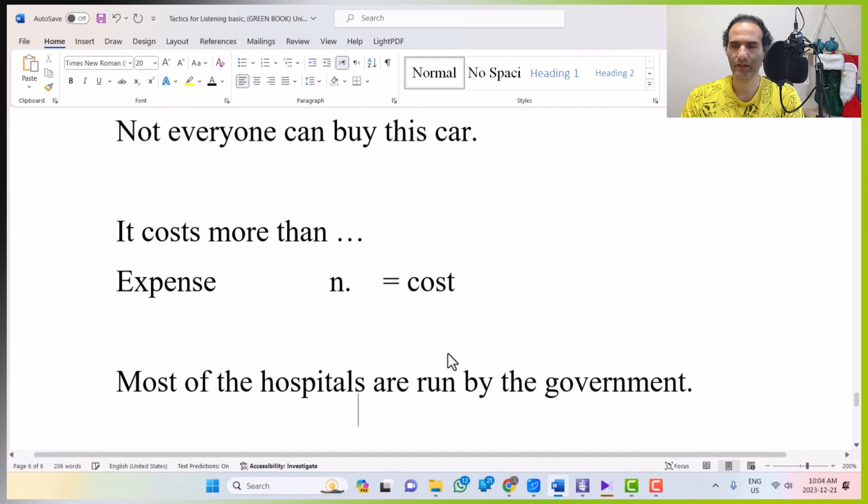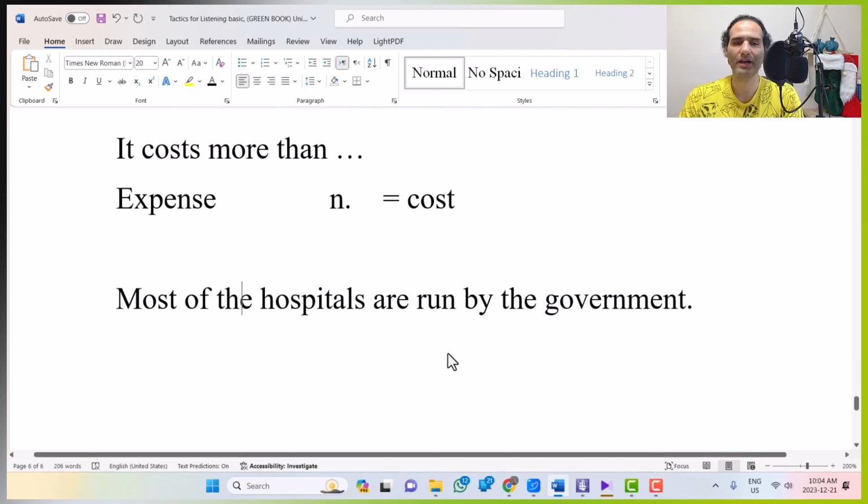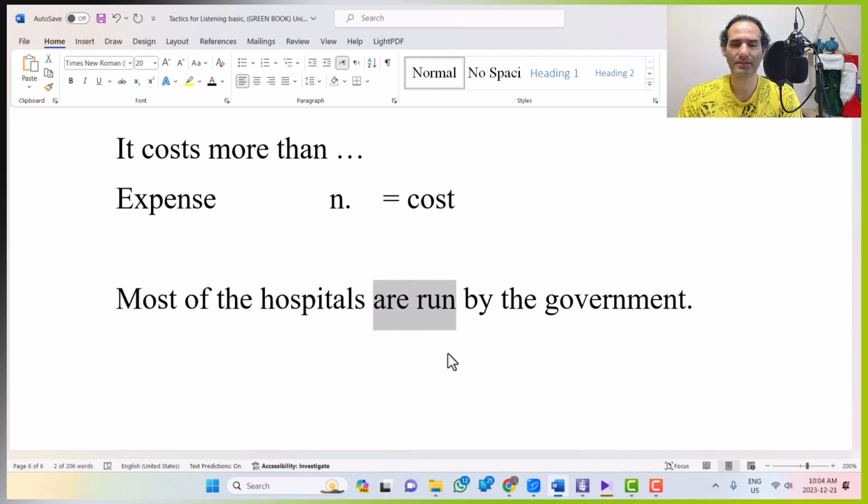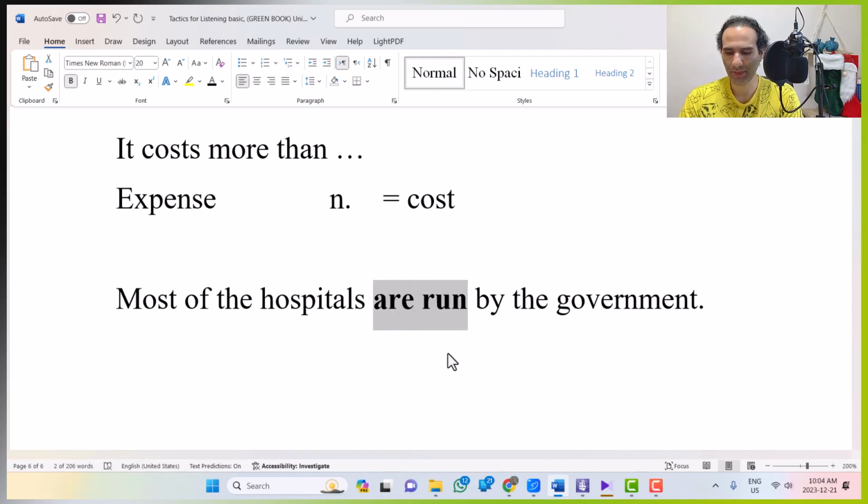Most of the hospitals are run by the government. Two things. Number one, the grammar, it is passive, to be plus past participle. We will talk about it in the blue Interchange. You may go to the playlist Speaking and Listening for Intermediate, and that is unit 12 of the blue Interchange, talking about the passive. Okay, so number one, the grammar.